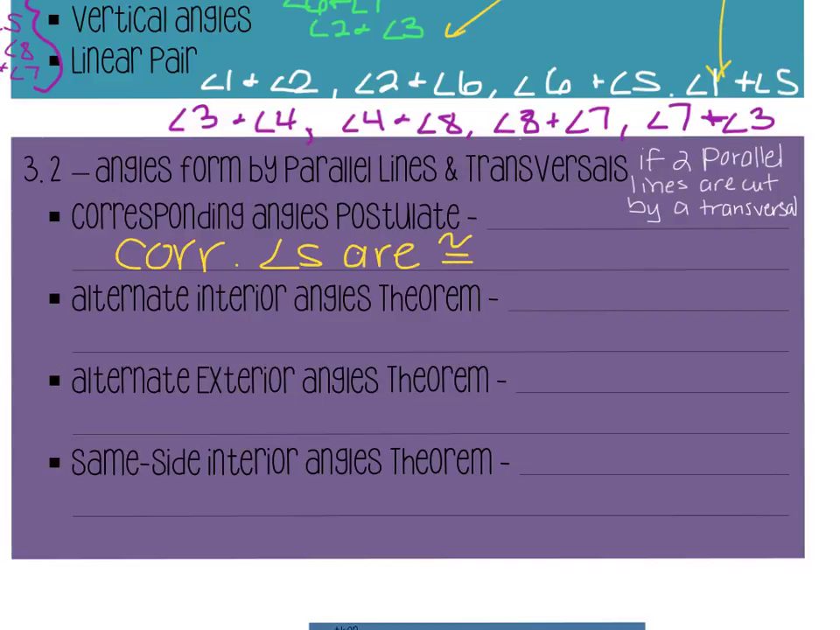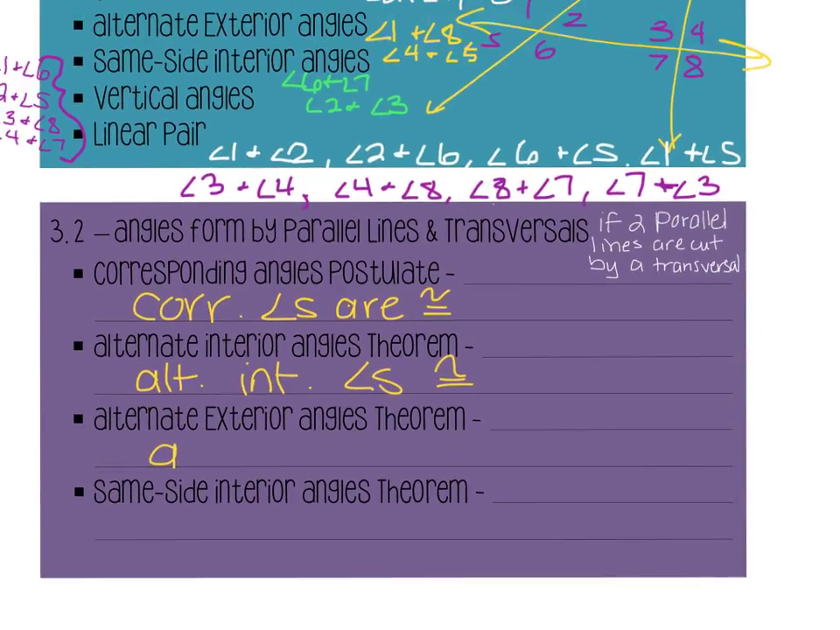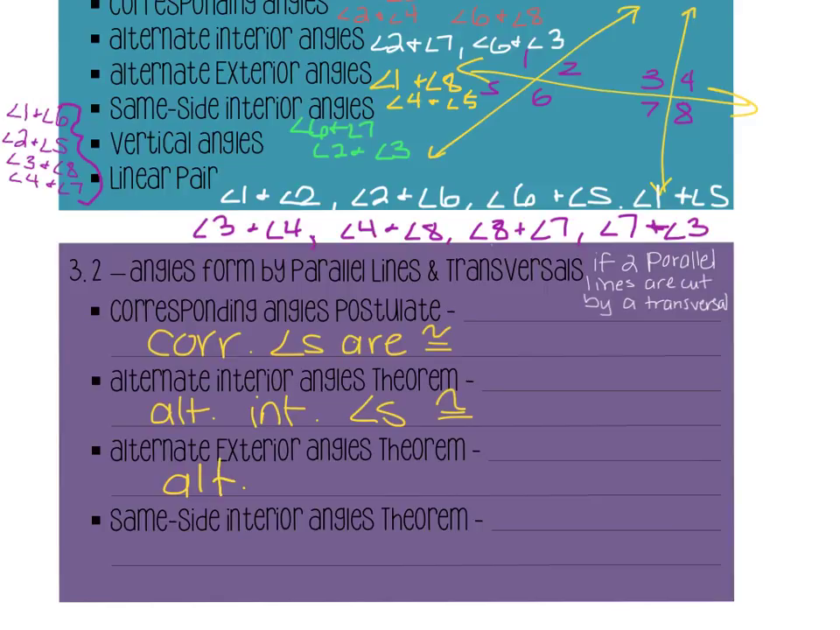How about alternate interior? Congruent or supplementary? Supplementary. Nope. Oh. Congruent. No, now you're thinking the other way around. The only one of the four special angles that are supplementary is which one? Same side interior. The rest of them are all congruent. Really? It's only same side? Yep.